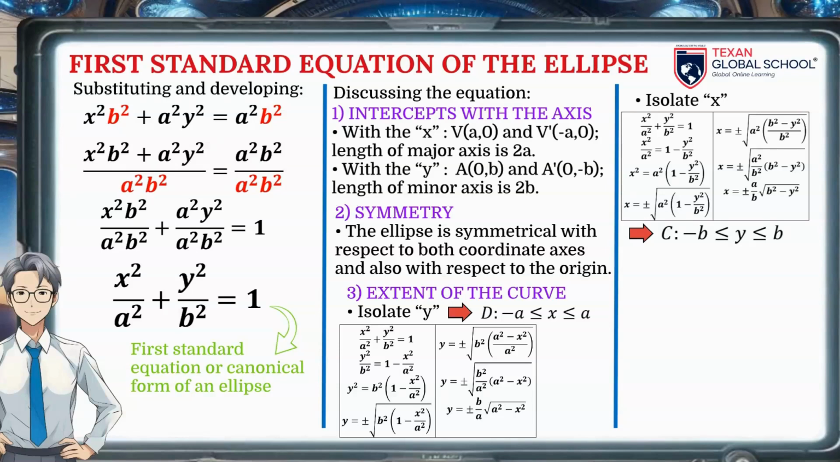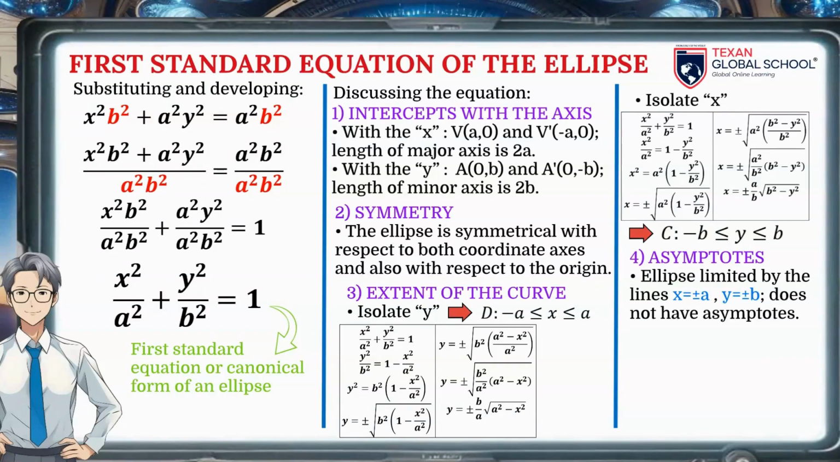For the asymptotes, also analyze the isolated variables. The ellipse is limited by the lines x equal to plus or minus a and y equal to plus or minus b, thus showing that it is a closed curve. Therefore, it does not have vertical or horizontal asymptotes.